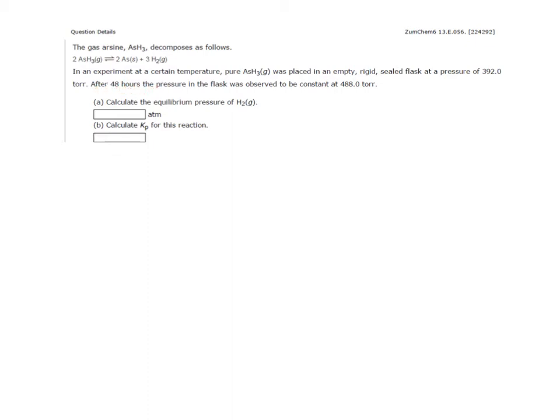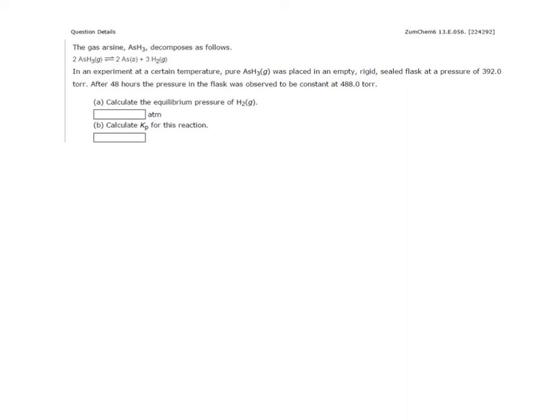They say after 48 hours, which is an arbitrary number of hours, it just says after some time, the pressure in the flask was observed to be constant. That means there's no further reaction occurring, and that pressure at that point is 488 torr.